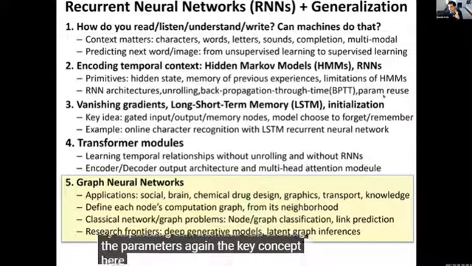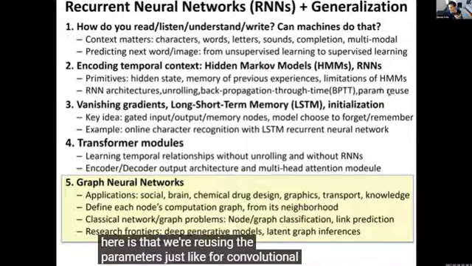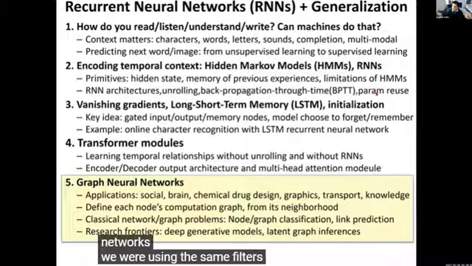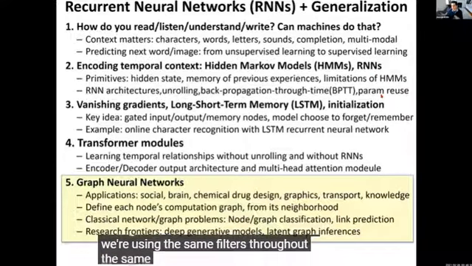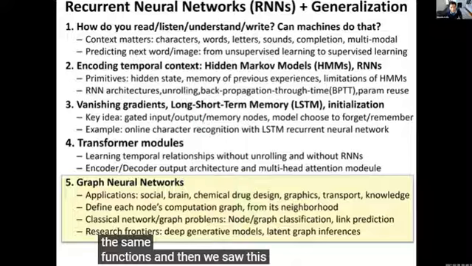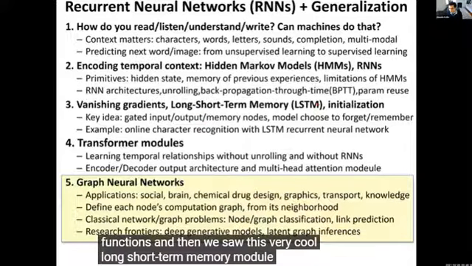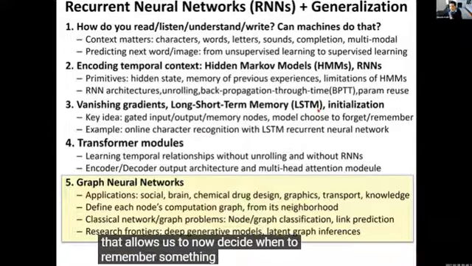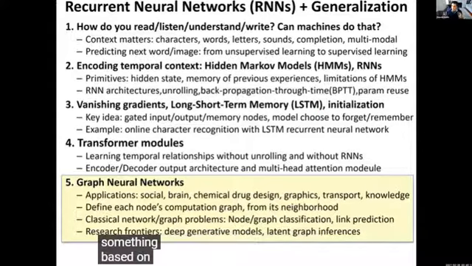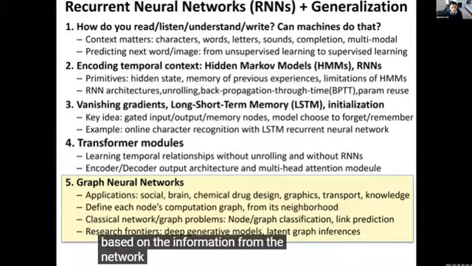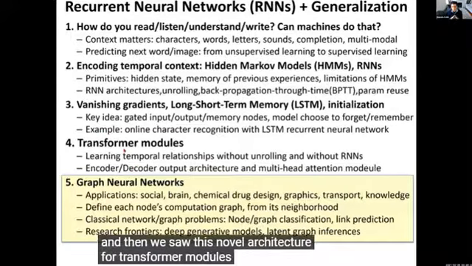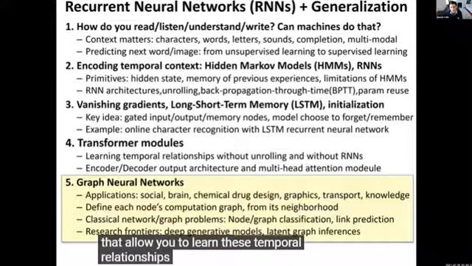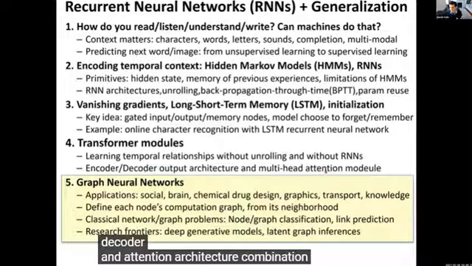Again, the key concept here is that we're reusing the parameters. Just like for convolutional neural networks, we were using the same filters throughout. For recurrent neural networks, we're using the same filters throughout, the same functions. And then we saw this very cool long short-term memory module that allows us to decide when to remember something and when to forget something based on the information from the network. And then we saw this novel architecture for transformer modules that allow you to learn these temporal relationships through this encoder, decoder, and attention architecture combination.